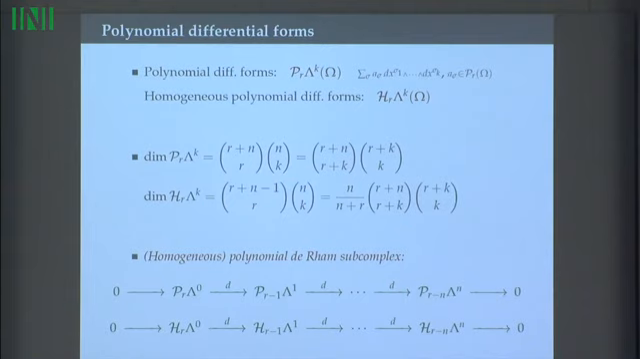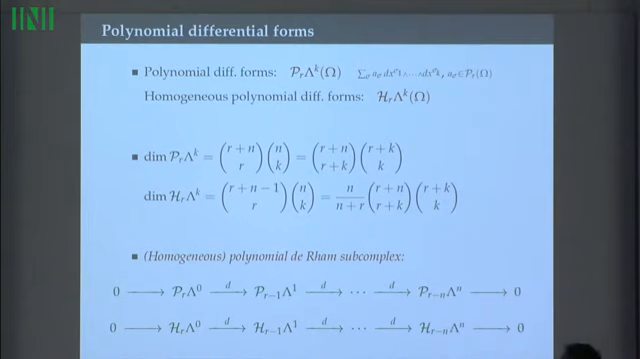So I guess this is just a notation slide. This notation, P_r Λ^k of Ω, means the differential k-forms whose coefficients are polynomials of degree r or less. And the homogeneous polynomials I write H_r Λ^k. It's easy to get the dimensions of these. The number of coefficients is n choose k. That's the dimension of Alt^k in R^n. And each coefficient is a polynomial of degree r, which means its dimension is r plus n choose r. The homogeneous polynomials, the formula is this.